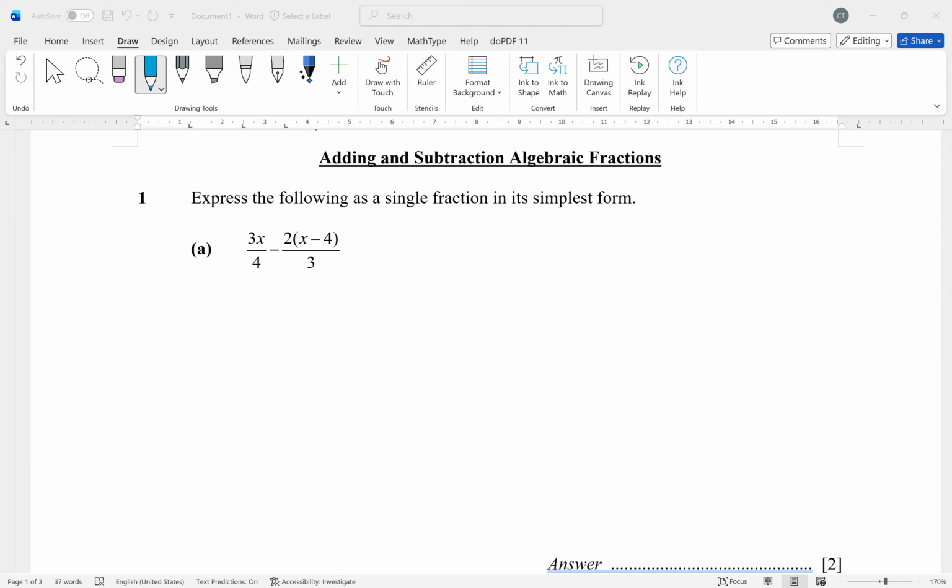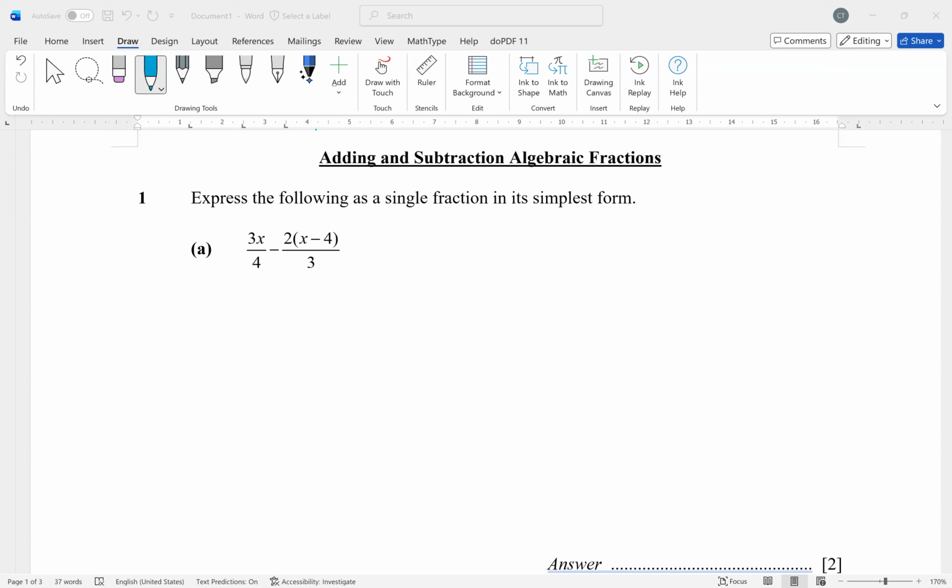So what we want to do is turn both of them into the lowest common multiple of 4 and 3. We know that the lowest common multiple of 4 and 3 is 12. 4, 8, 12, and then 3, 6, 9, 12. So the smallest multiple of 3 and 4 is 12, and we are going to turn both of these denominators into 12.